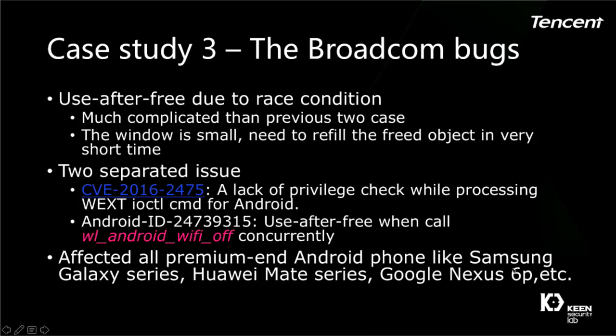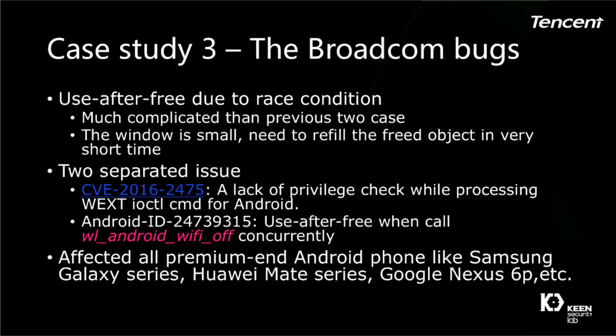So here comes the final case, and I think the previous two cases are kind of warming up because the third exploitation is much more complicated than the previous two cases. So firstly, it is a use-after-free due to a race condition, and the naughty problem is the window is very small, so I need to refill the freed object in a very short time. This is the biggest challenge of this case.